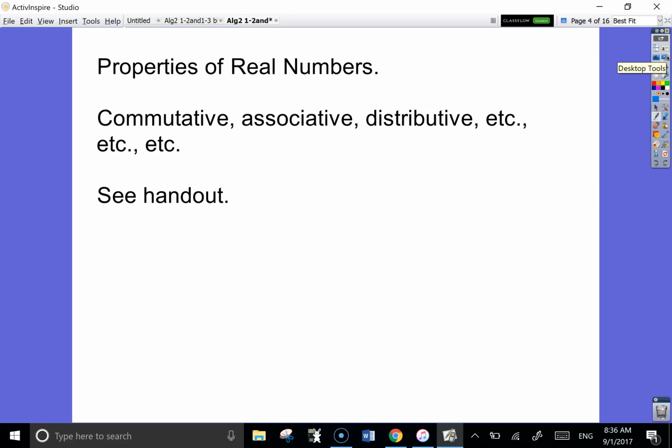You've done these many times before, and you may not always know the names of these properties, but you know how to use them, which is obviously more important than actually knowing what the name is. But knowing the names of these properties is tested. It was tested on the Algebra 1 SOL. It's tested on the Algebra 2 SOL with maybe one question, maybe two, not many. We're not going to spend a lot of time going over this: commutative, associative, distributive.